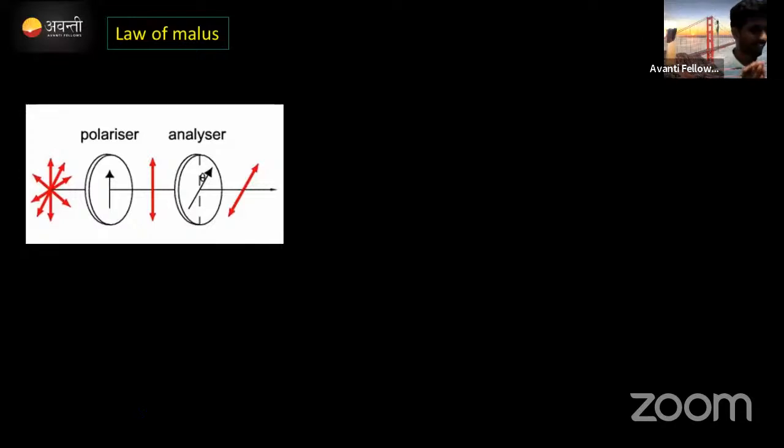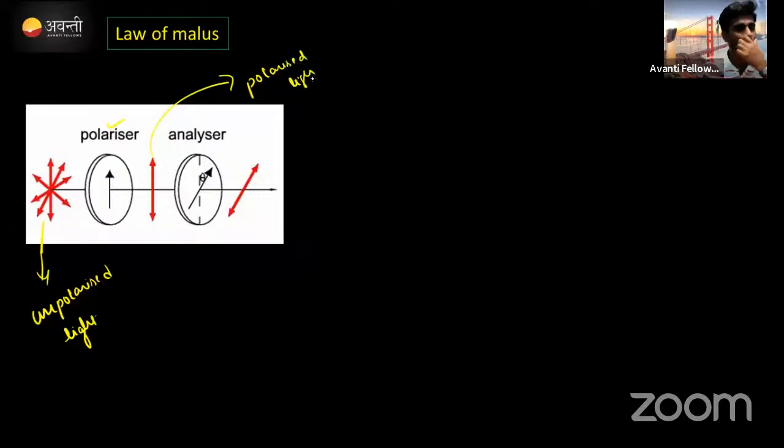Okay, law of Malus, it is very simple. Here unpolarized light is there. When it is passing through the polarizer, what happens? It becomes polarized light. Then what we did actually, I rotated this analyzer like this.